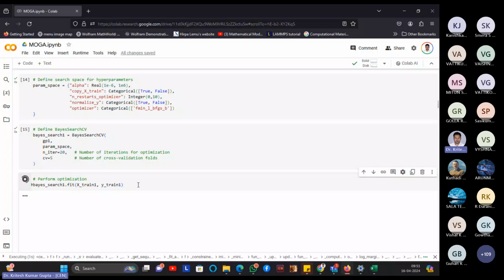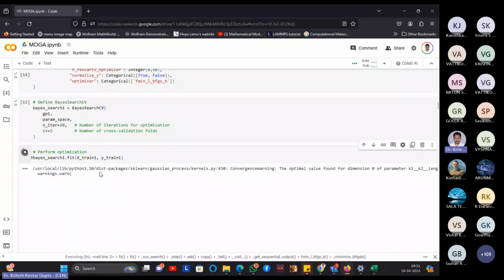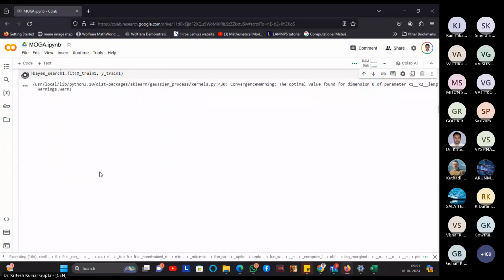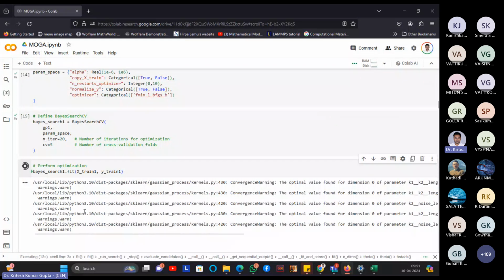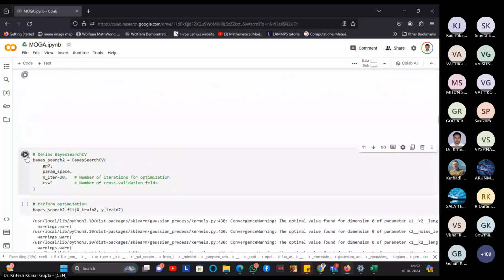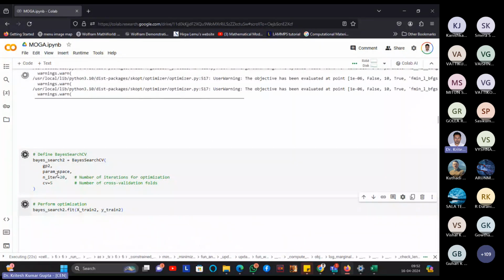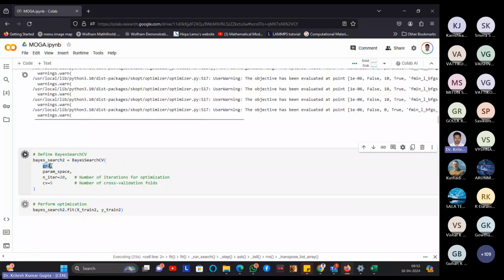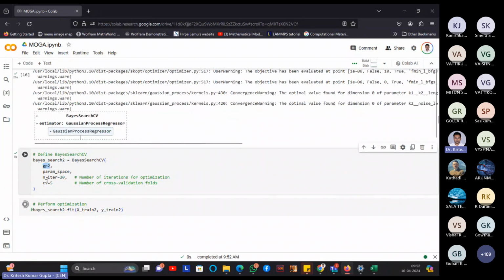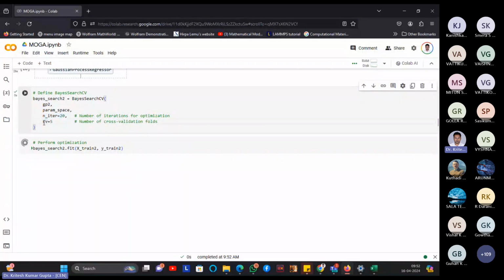So Bayes search is utilized for finding the hyperparameters based on this hyperparameter search. I think it is going to take time. So this is Bayes search 2 for the second model. GP2 I'm taking here. Parameter space is the same. Number of iterations is 20. And cross validation folds are 5.